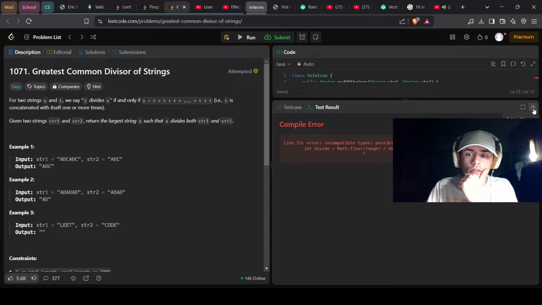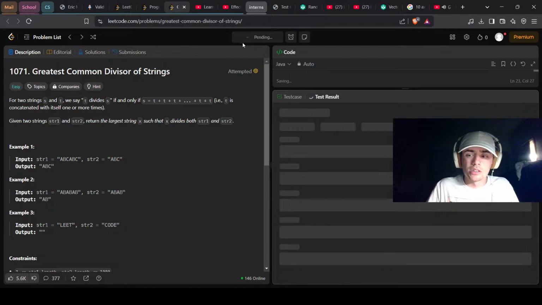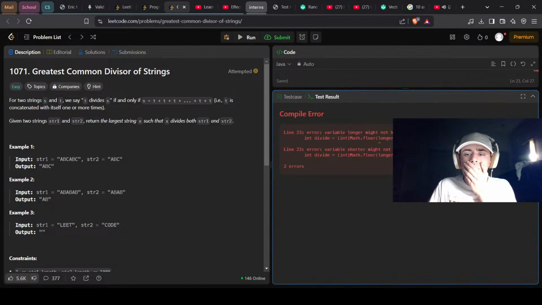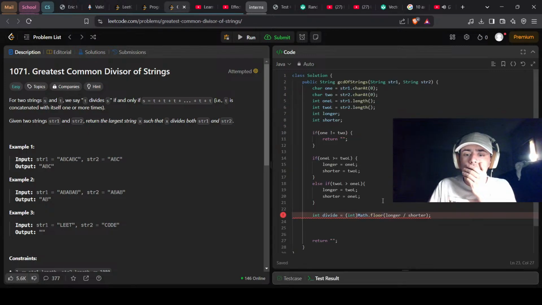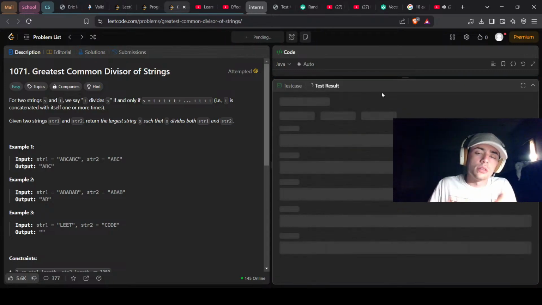Possible loss of precision from double to int. Do I gotta typecast this to an int? Is that better? Is that fixing it? Oh, am I supposed to do this? I don't think it's gonna fix it. It's the same thing, right?